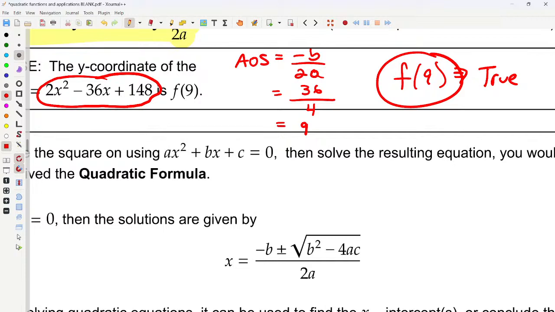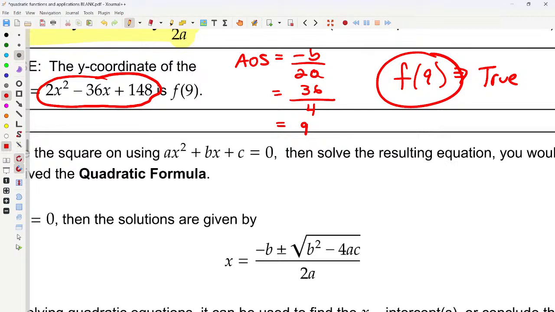So just for the heck of it, even though this wasn't asked on the question, what is the y coordinate? I have no idea. Turn to my trusty calculator. 2 times, I can do this in my head. 9 squared is 81, so 2 times 81, minus 36 times 9 plus 148, negative 14.